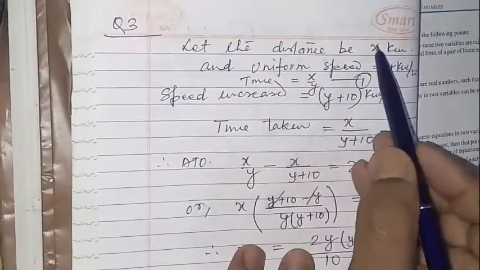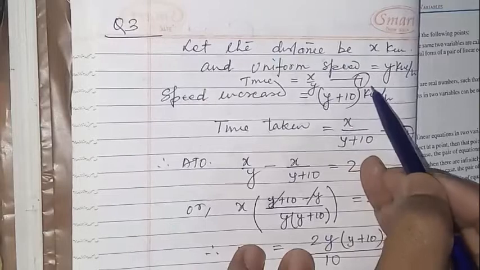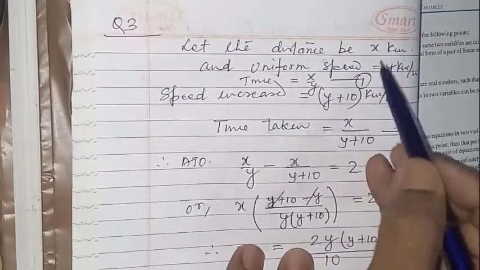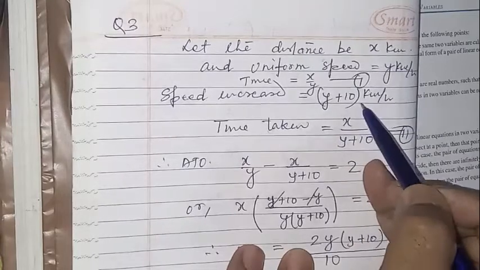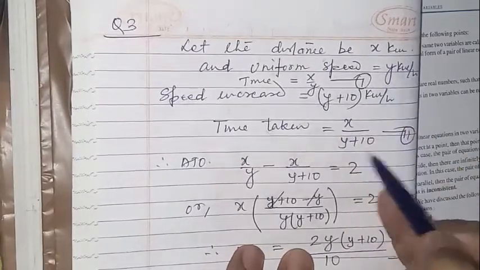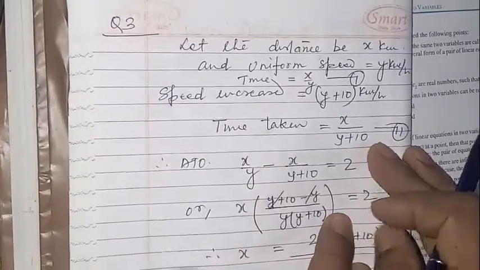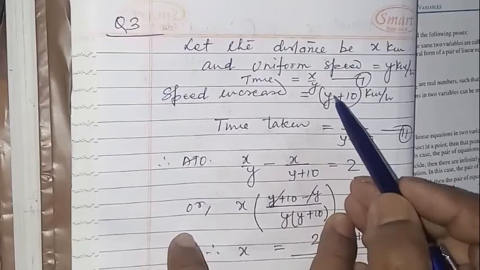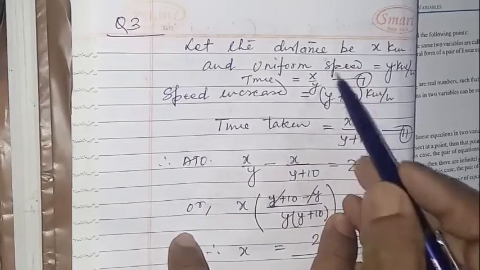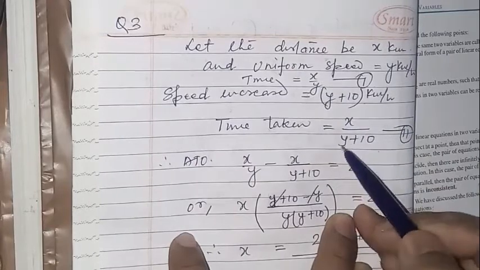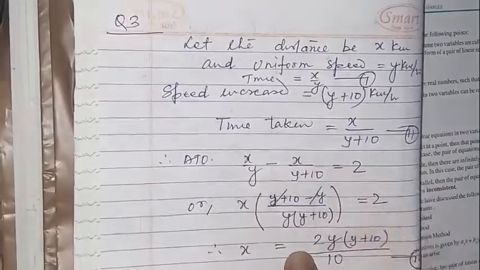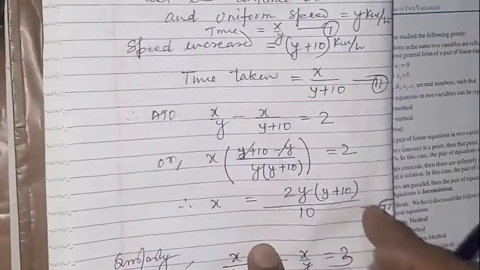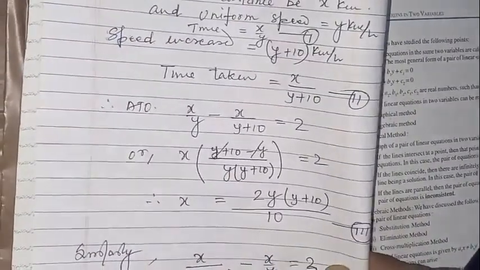Time taken is equal to distance by speed, x by y. This is number 1. Speed increased by 10 km. Then what is the speed? Speed is y plus 10. Time taken x by y plus 10. So which one is time more? Speed increased, time decreased. So this time is less than this. So x by y minus x by y plus 10 is equal to 2. Solve this, you will get x equal to this thing. Let this be equation number 3.